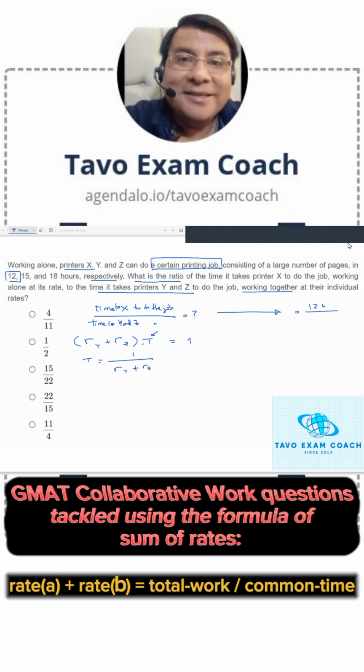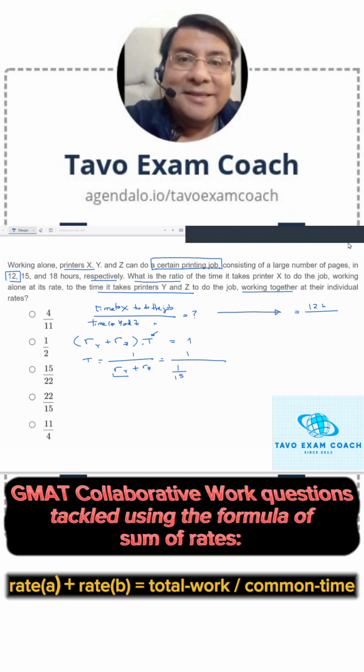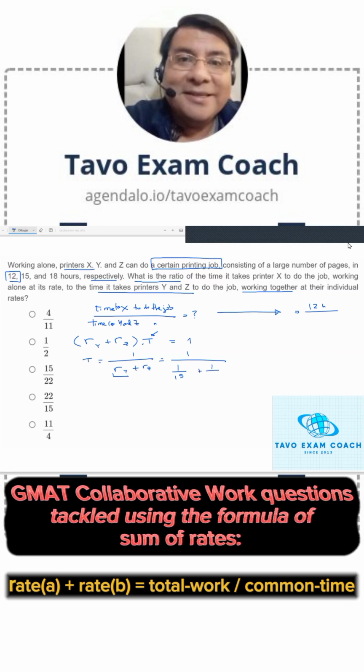But what is the sum of these two rates? Well, we know that the rate for printer Y would certainly be the quotient 1 over 15. Since it says in the initial statement that for printer Y to complete that printing job, it would take 15 hours respectively. So 1 over 15 represents the rate for printer Y, while the rate for printer Z would be 1 over 18. It finishes that printing job in 18 hours. So we can operate here.